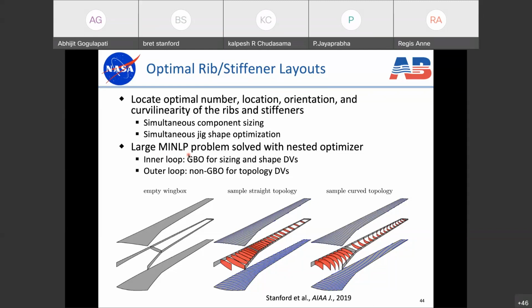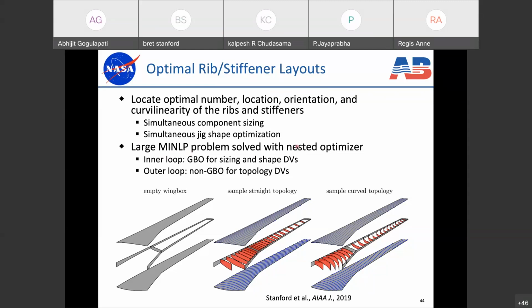What it means is that we have some integer design variables. In our case, it would be how many ribs do we want? How many stiffeners do we want? That's an integer. And the rest of our design variables are continuous design variables. And furthermore, we have a large number of design variables. So what this means is that we really can't use gradient-based optimization because we have integer design variables. But we really can't use non-gradient-based optimization either because we have too many design variables.